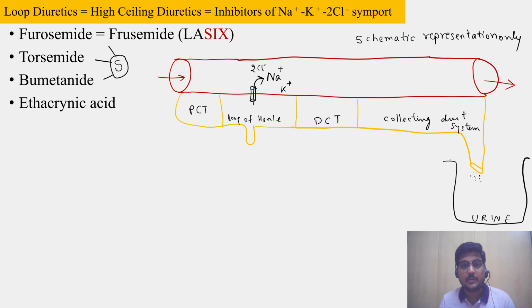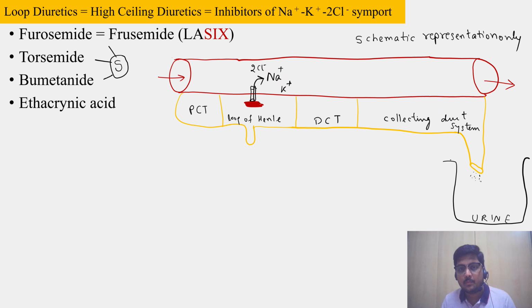What happens when these loop diuretics are given? Let us say furosemide or torsemide or any loop diuretic is given. These loop diuretics reach the luminal side of the nephron and block the sodium, potassium and chloride importer channel from the luminal side. When it blocks from the luminal side, what can we anticipate? There will be very little movement of sodium, potassium and chloride ions. So they are blocked, right?